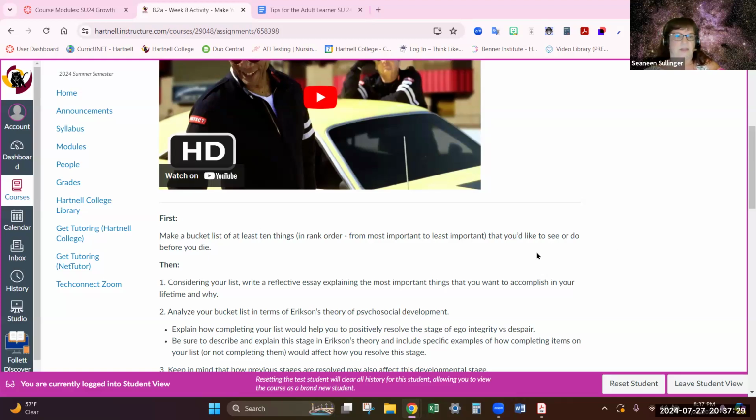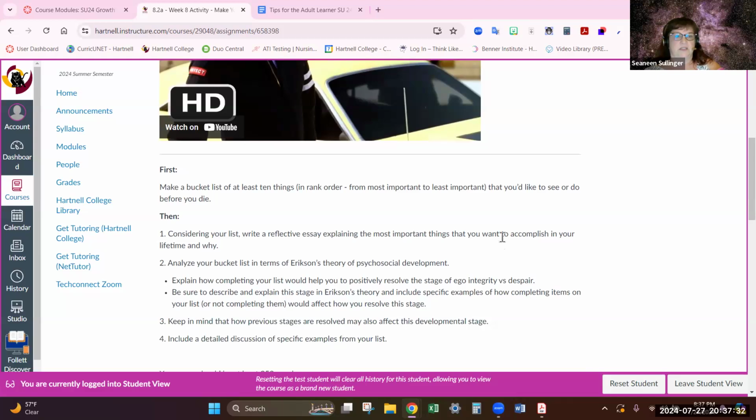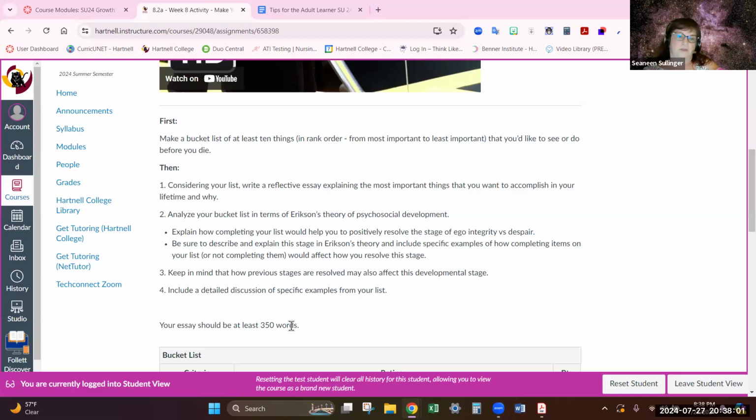And so then the next thing that you want to do is to analyze your bucket list in terms of Erikson's theory of psychosocial development. We're back to Erikson and looking at that. So here's the thing: make the bucket list and put it in order. If you want to put why it's important in that first section, that's fine. You can do that kind of like as a list. That's okay. But this analyze your bucket list in terms of Erikson's theory of psychosocial development, that should be an essay part. And there's 350 words. So that's not too many words.